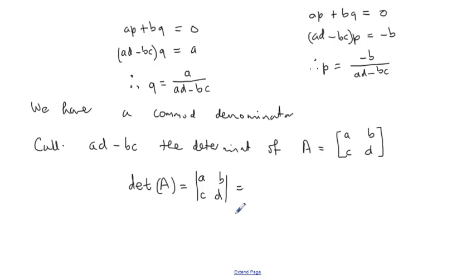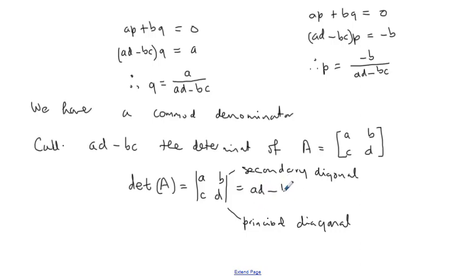And this is like a line which you call the principal diagonal. Minus BC. And then here we've got the secondary diagonal. So the determinant is basically the product of the principal diagonal minus the product of the entries on the second diagonal. Then we've got a determinant of a 2 by 2 matrix.